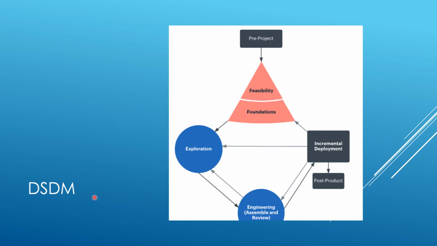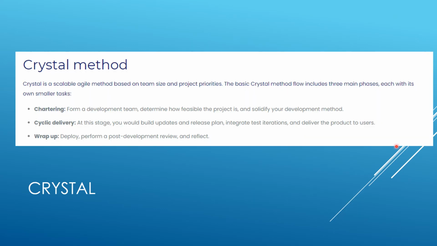This slide is talking about DSDM, right? It has four stages. You start with the feasibility and then explore, and do the engineering, assembling, and increment and deployment. So this cycle is repeated in DSDM. Crystal is another method which has three main phases: charting, cyclic delivery, and wrap up.